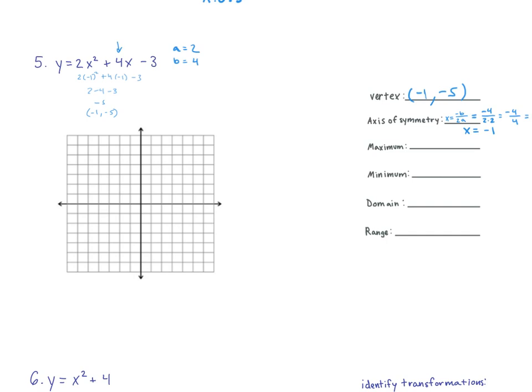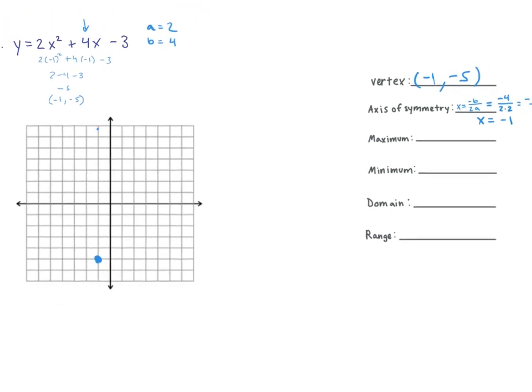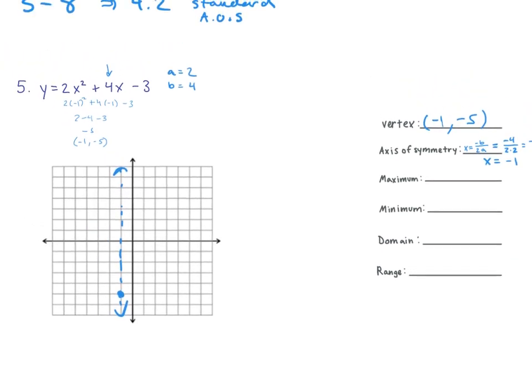So we are going to go to the left 1 and down 5. Put our point there. And our axis of symmetry goes right through it. So remember, to determine if it opens up or opens down, we have to look at our A. Is our A positive or negative? Positive. So do we open up or open down? Open up. It's a smiley face.